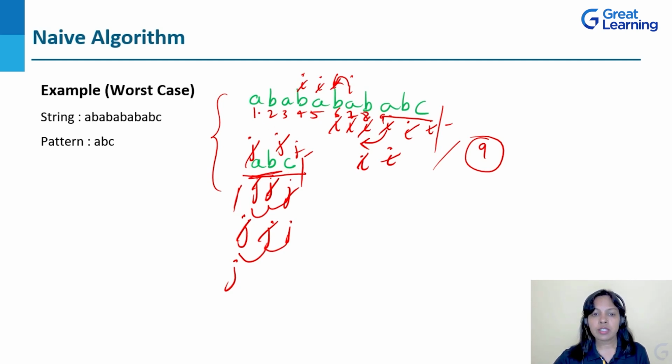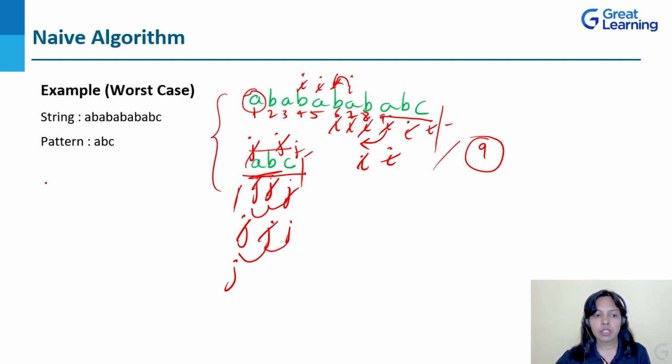And to check that, every character here was compared with all three, right? So for one given character, we had to do 3 comparisons. So this was a lot of backtracking done. And this is the worst case scenario for the naive algorithm to work.